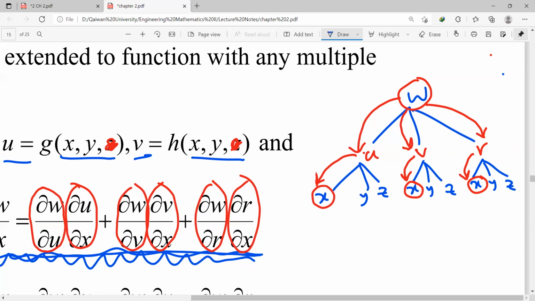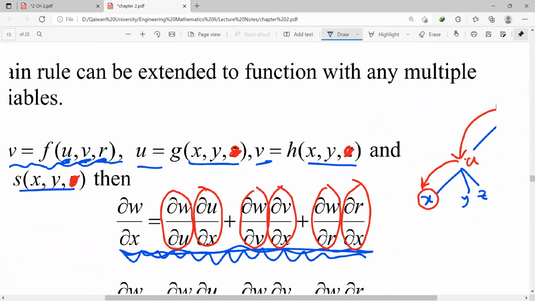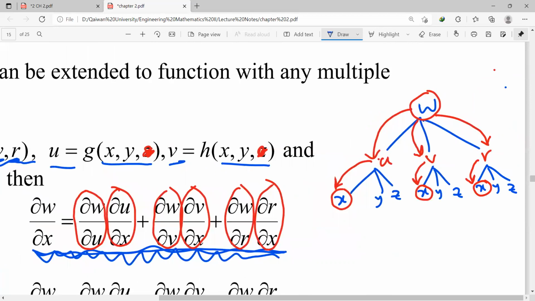And for y, partial u over x, partial u over y. Look, partial w by partial... no. Partial u over x, partial u over y. For which case? For finding partial w by partial x or partial w by partial y.